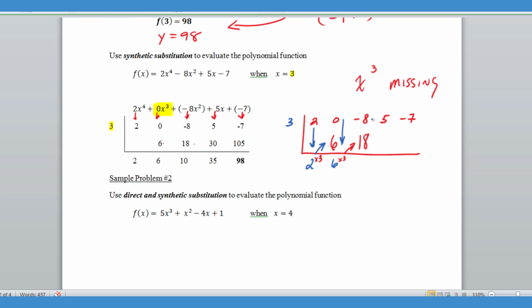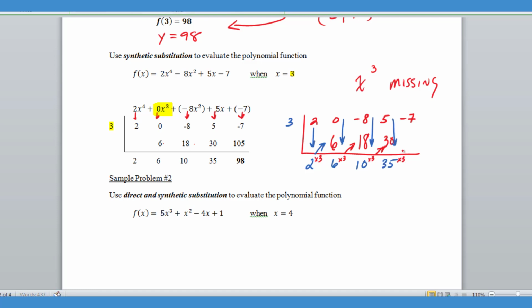Again, I'm going to go through the process of combining terms. Now, addition, subtraction, whichever way you want to look at it, you're just basically taking the values that you're given and combining them. So negative 8 and a positive 18 gives us 10. Again, numbers down here, I'm going to multiply it times 3, move it diagonally back into the box, which gives us 30. Combine like terms gives us 35.